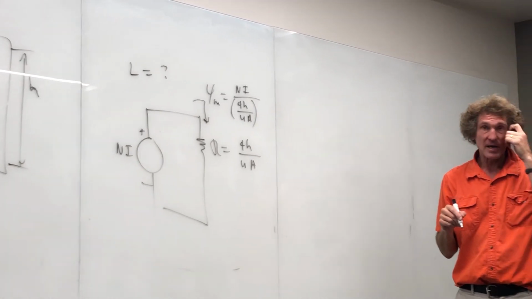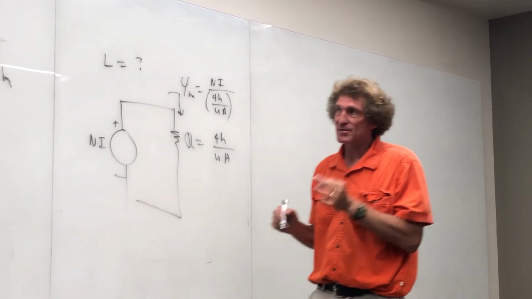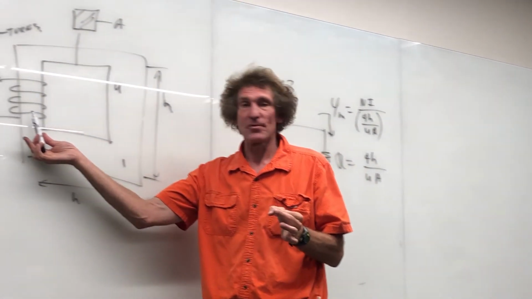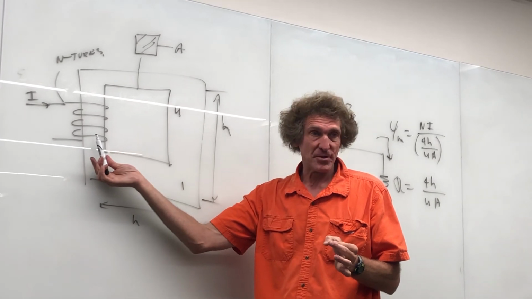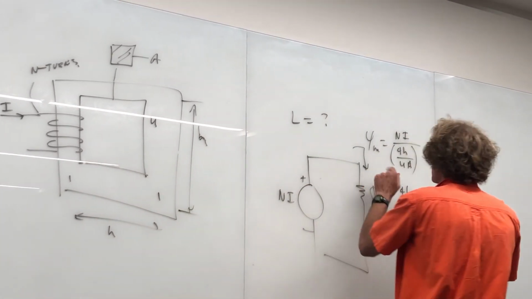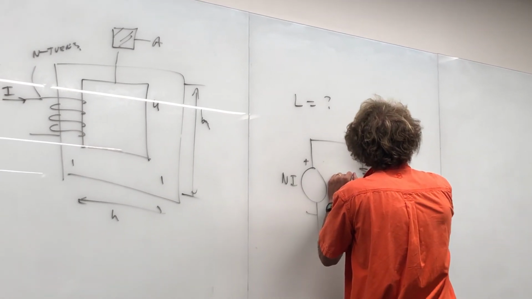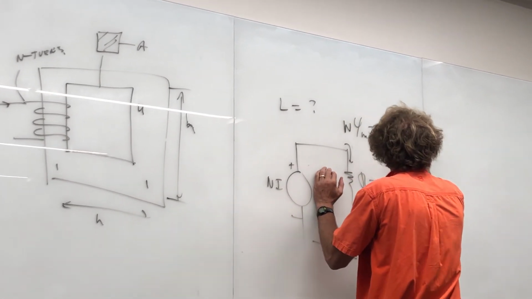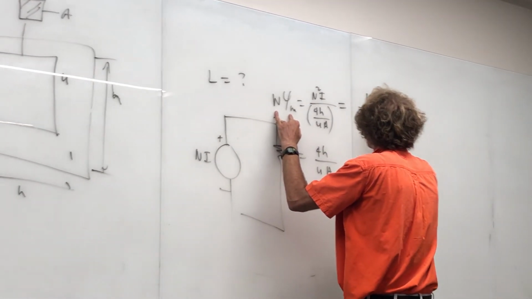Now that's the flux flowing. Think about what we just talked about with inductance. That's the flux flowing through one turn, right? How much total flux flows through N turns? N times that. So if we multiply this by N, we get N squared, don't we? And that's the flux linkage.